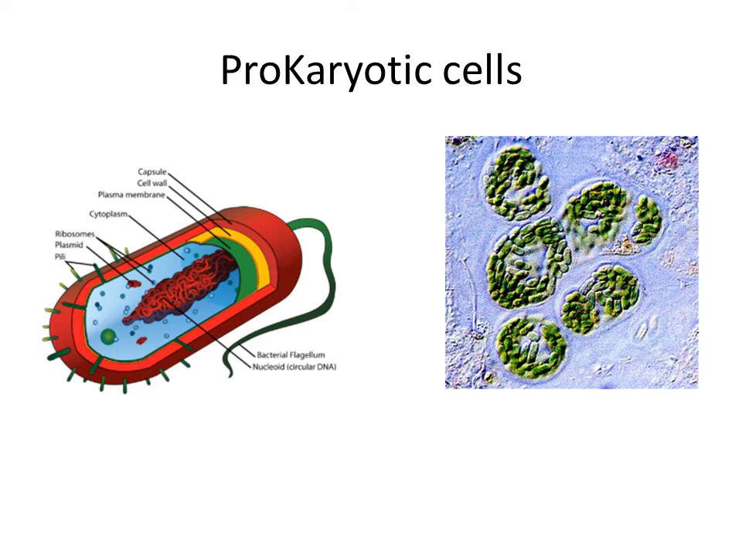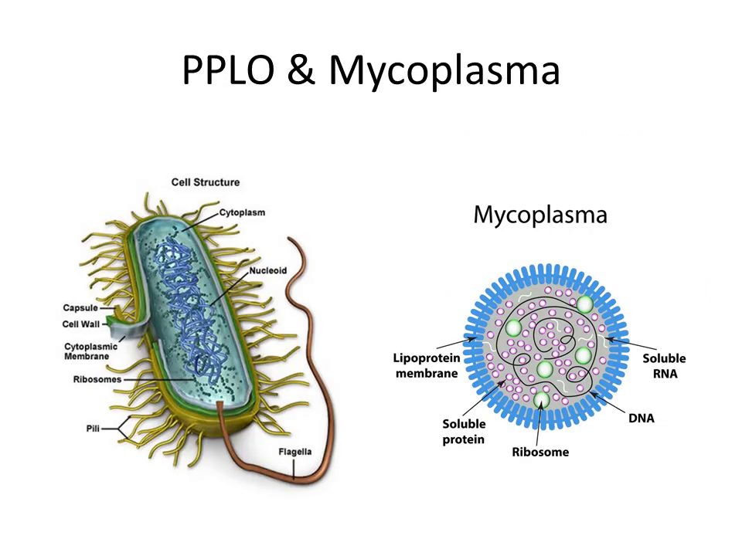Examples of these prokaryotic cells are, first, bacteria, and next, blue-green algae. Next comes the PPLO. What is PPLO? Pleuropneumonia-like organisms, and the fourth one is mycoplasma. These are the examples of primitive type of cells with naked nucleus, and these are called prokaryotic cells.